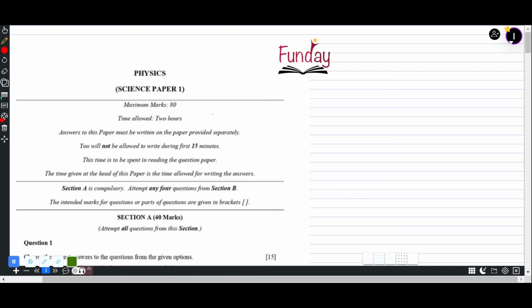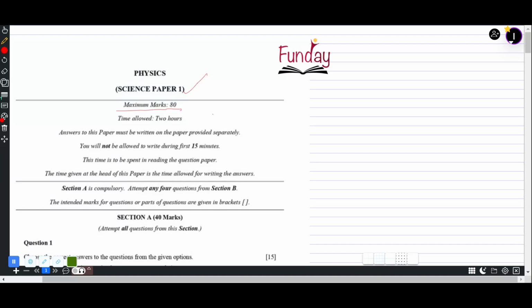2023 science paper, ICSE 10th. We have two sections, so we'll do this video in two parts. In the first part we'll do section A, in the second part we'll do section B.